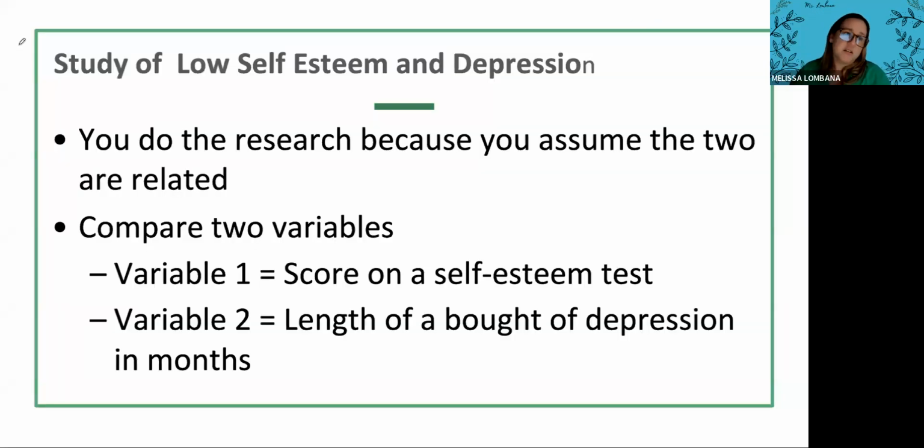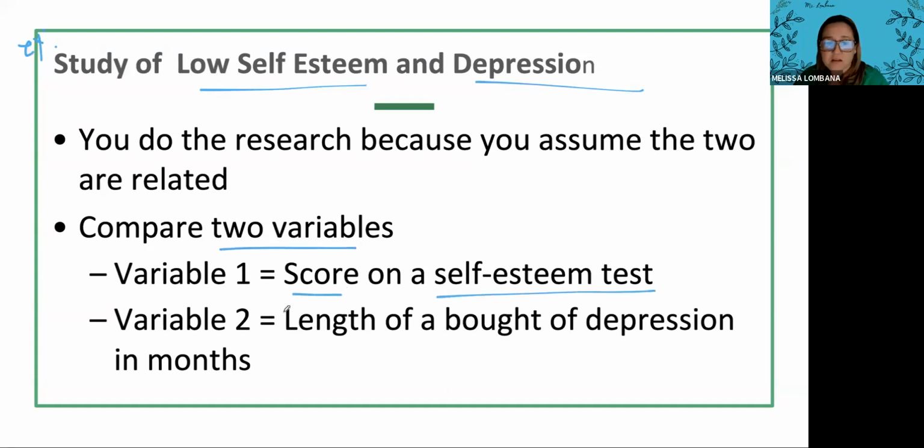Okay, so here's another example. I also want you to write under correlation coefficient, which is the study of low self-esteem and depression. So the two variables that they're studying are going to be low self-esteem and depression. Okay, so they're comparing the two variables. One is going to be the score of a self-esteem test, and then variable two is going to be the length that they've had the depression, okay?